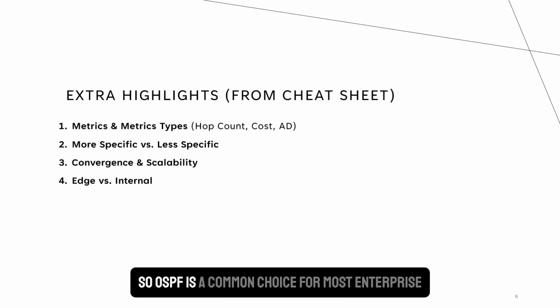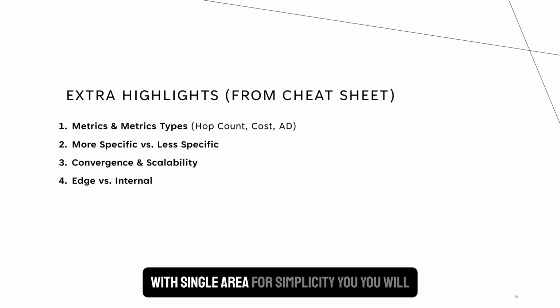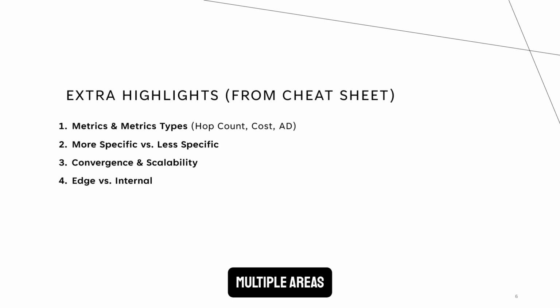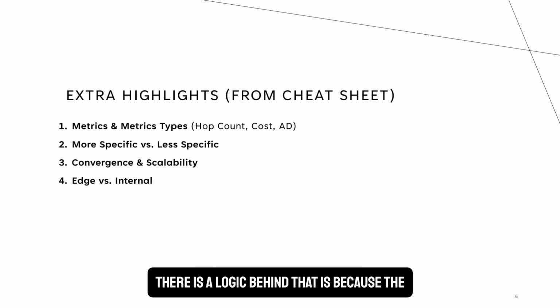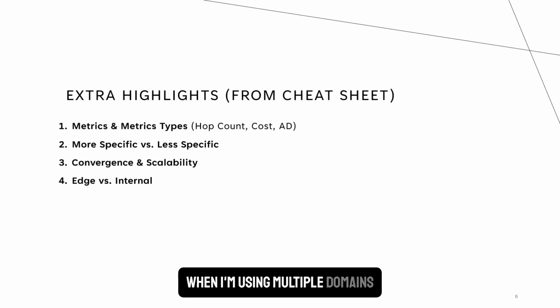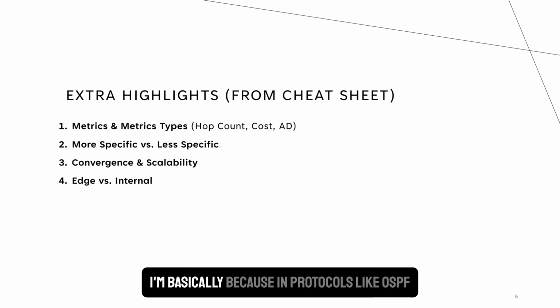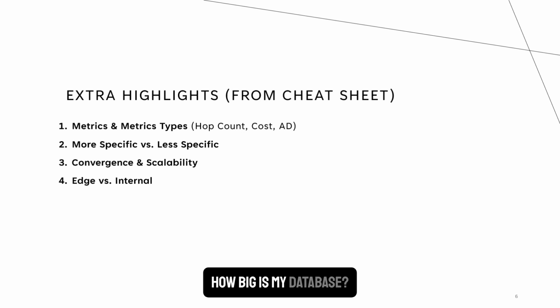For the routing protocol, OSPF is a common choice for most enterprises, with a single area for simplicity. You will rarely find not-so-stubby or multiple areas in the real world. There is a logic behind that, because the routing domain can be only so big. In protocols like OSPF, the entire routing database is shared with everybody. That means that many more routes I need to store in the router's memory. So the smaller the database, the better. I can quickly search it. That's where the scalability part comes in. How big is my database? If it's too big to manage, then it's a problem, right?